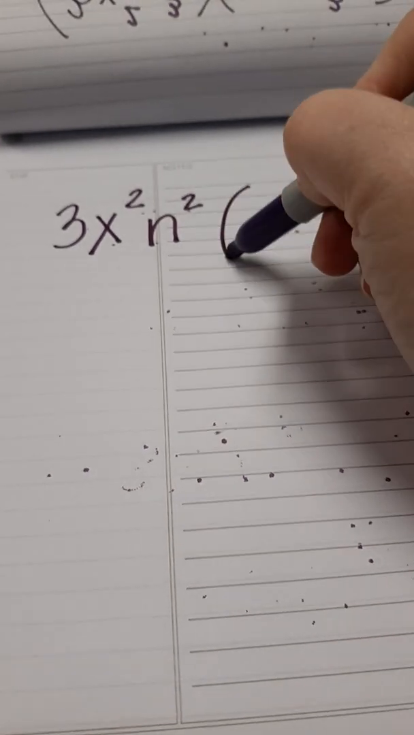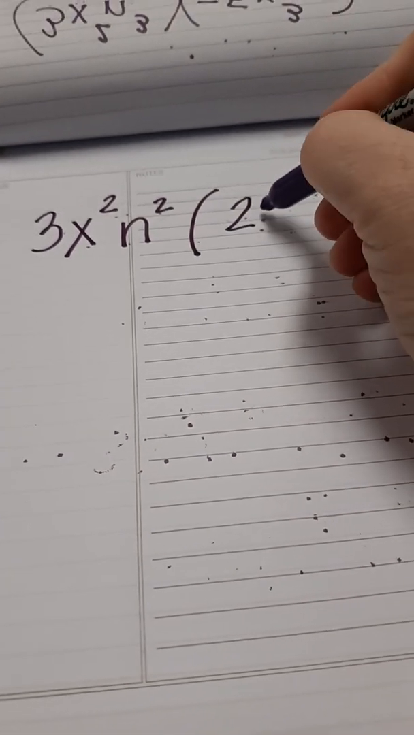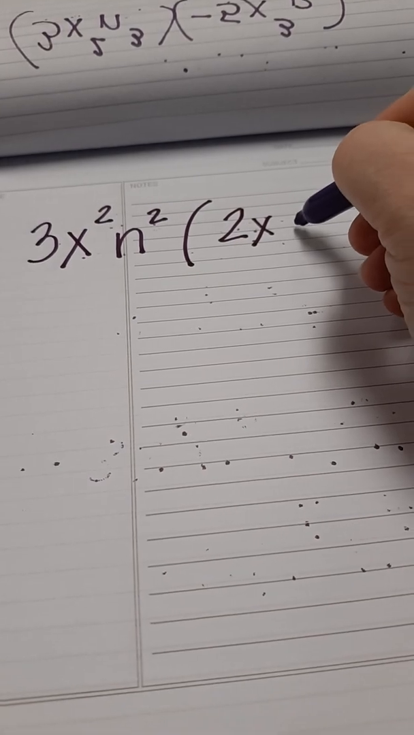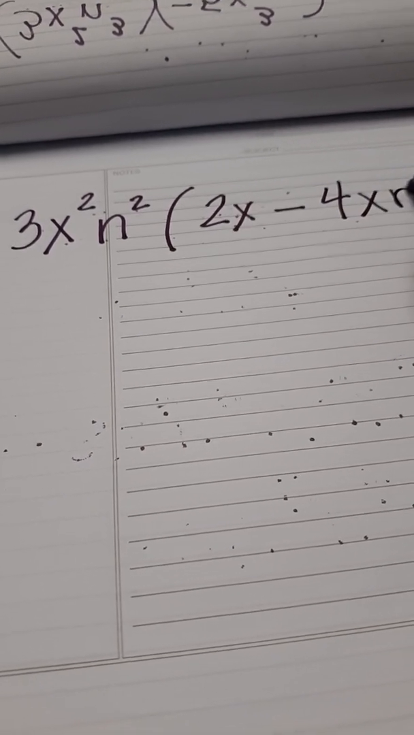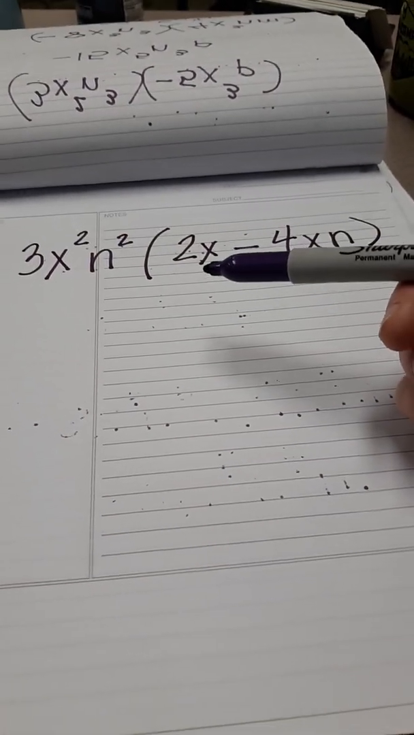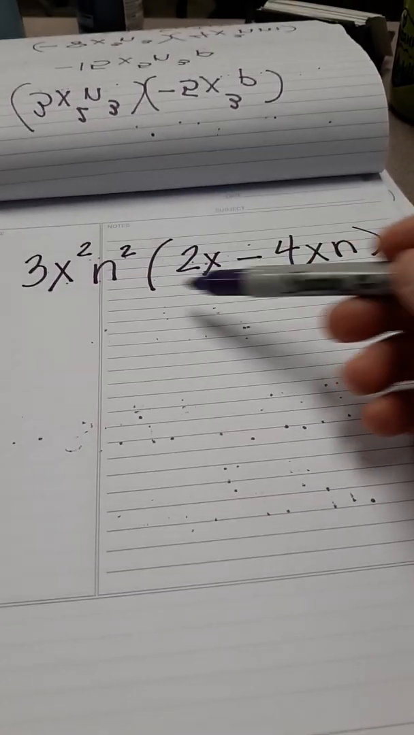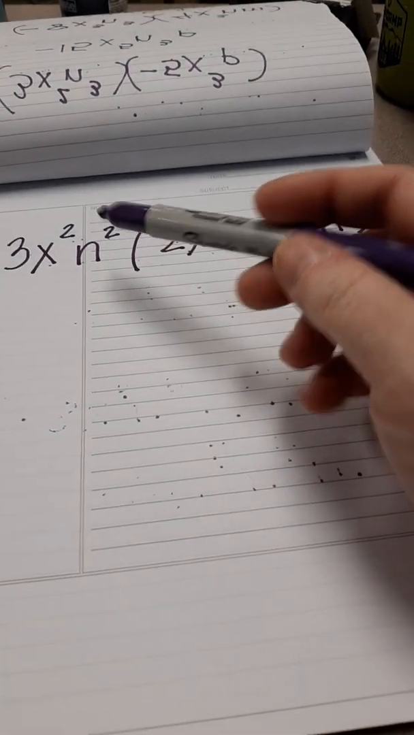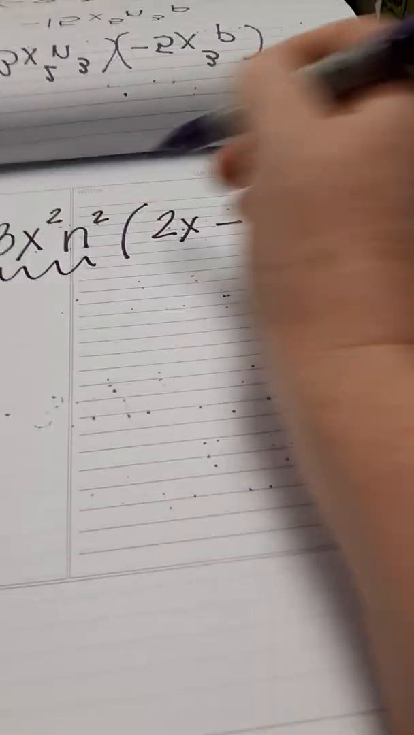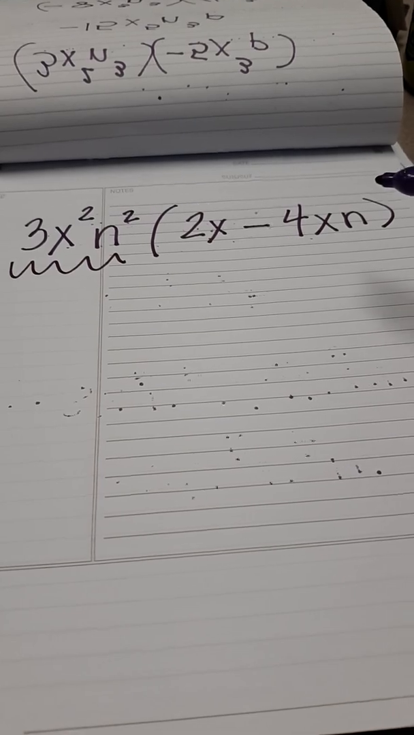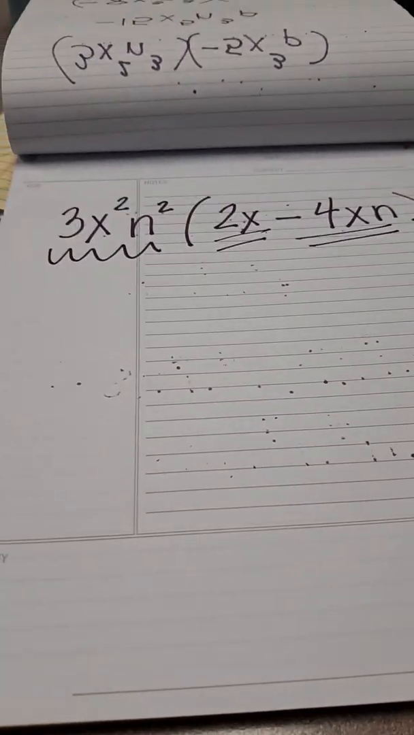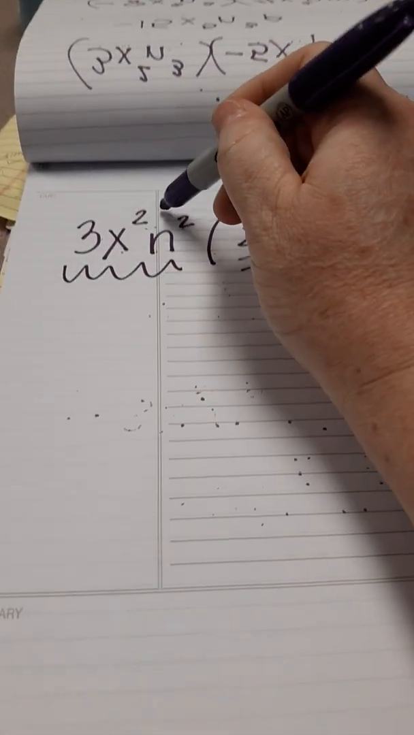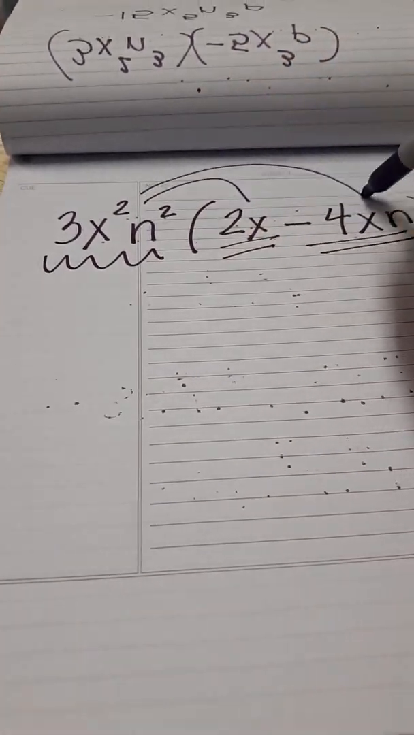Okay, and then we need a polynomial, like 2x minus, I don't know, 4xn. Okay, now this should look familiar because this is based on a skill you already know how to do. You see parentheses and you should think distributing. But now you're distributing not only the 3, but the x squared and n squared onto this and this. Okay? So you're going to do this, and then you're going to do this.